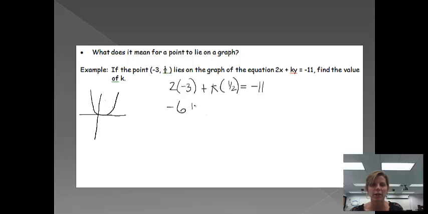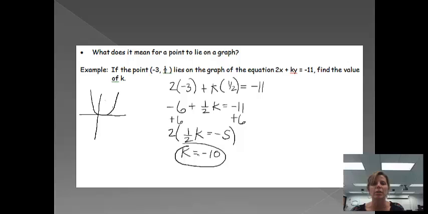So simplifying, I get -6 plus 1/2 k equals -11. Continuing to solve, I'll add 6 to both sides, so I'll get 1/2 k equals -5. And then to get rid of the 1/2, I could either divide both sides by 1/2, or I'm going to choose to multiply both sides by the reciprocal. And when I do that, I'll get k equals -10. So that's what k would have to be in order for that point to lie on the graph.